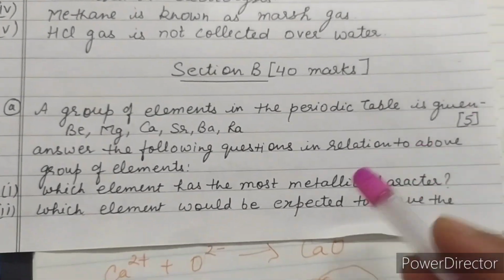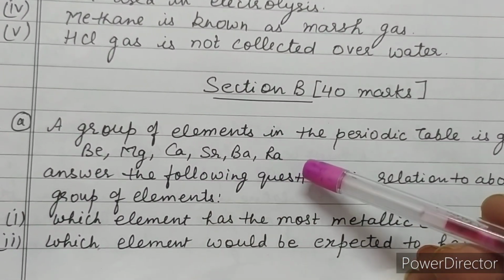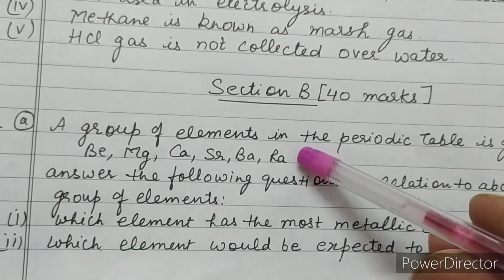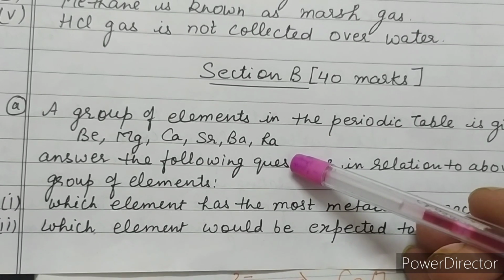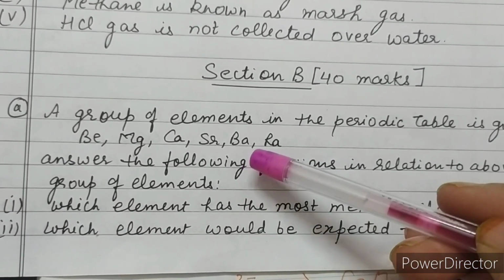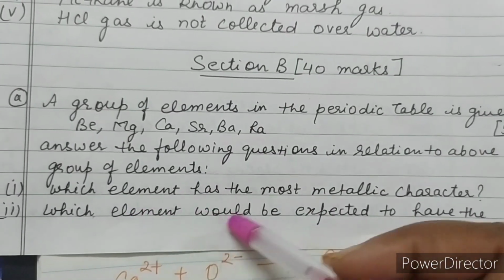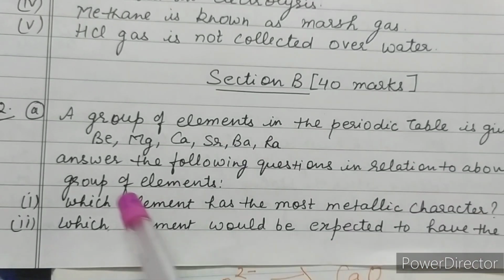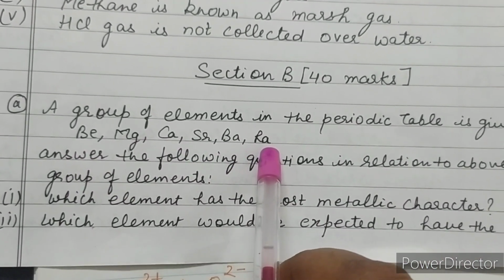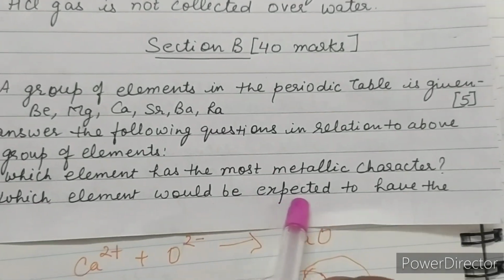First question, a group of elements in the periodic table is given as beryllium, magnesium, calcium, strontium, barium and radium. Now all of you must know that these are the elements of group 2, that is alkaline earth metals. Now for the questions asked from this, you have to answer only with the elements from this group. Number first is, which element has most metallic character? As you all know, down the group metallic character increases. So the number first answer is radium.